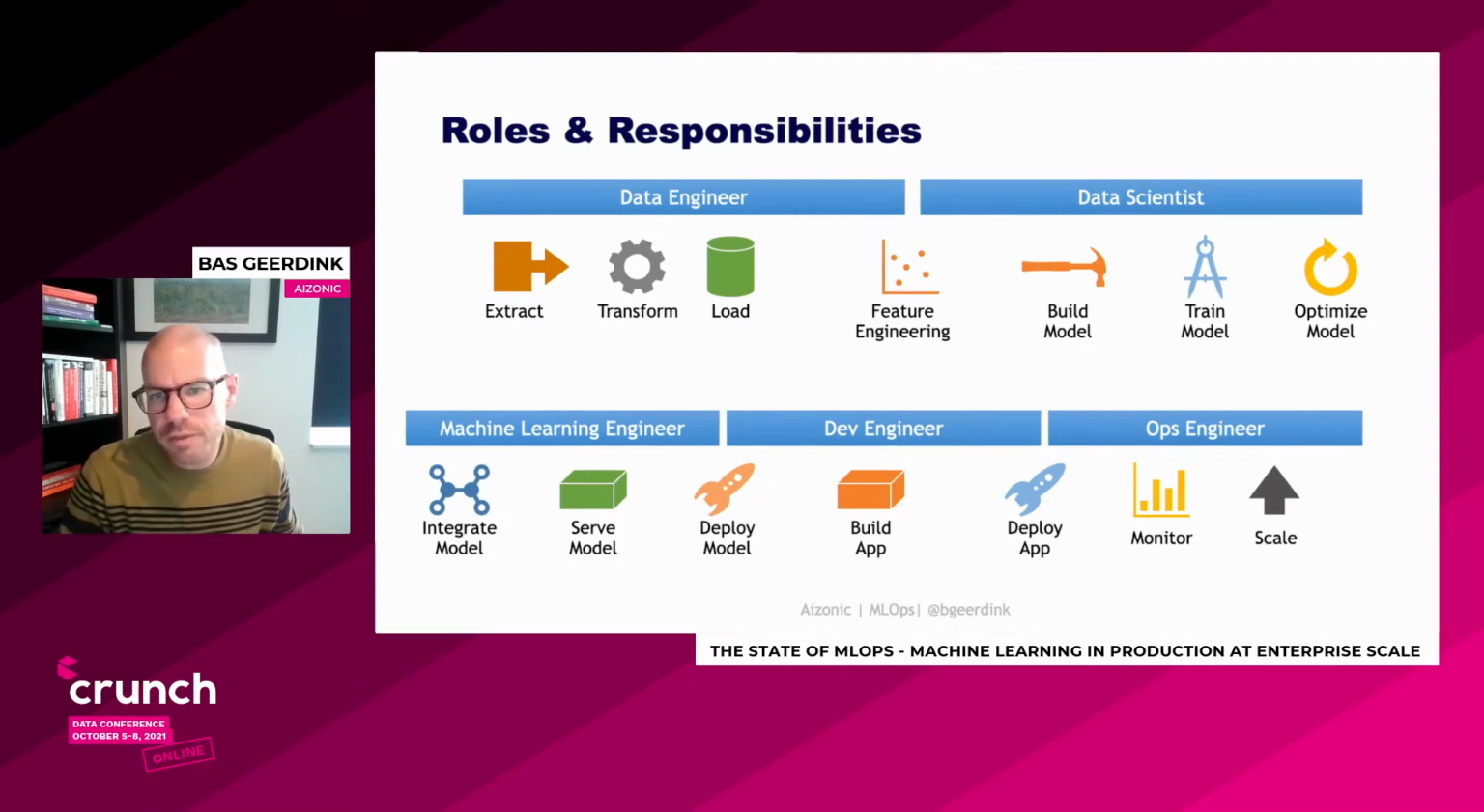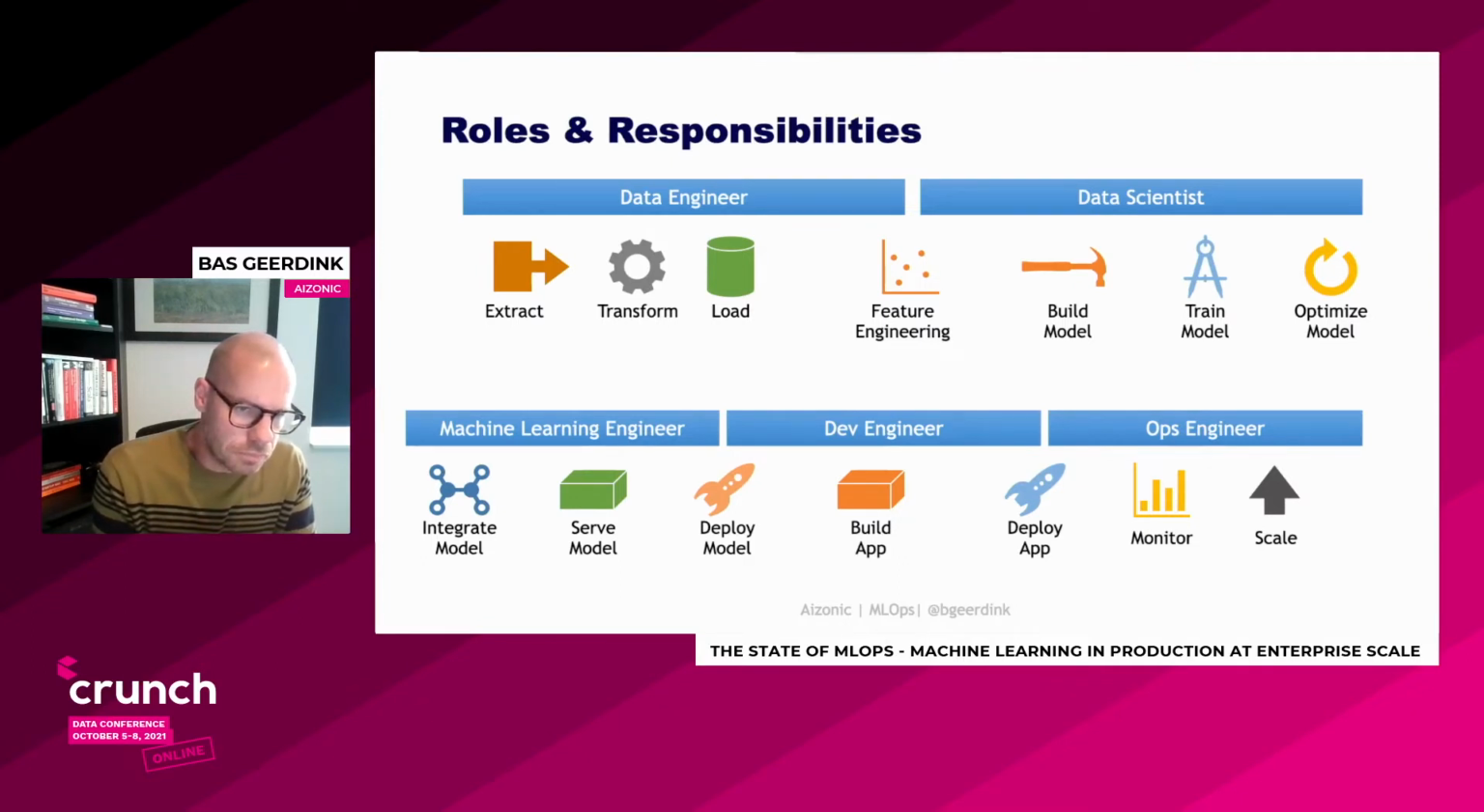So you would typically have a data scientist on your team that is responsible for that type of work. But if you combine that with other people in the team that do the more traditional work, like data engineering, software engineering, and operation work, like monitoring, scaling, infrastructure, etc., you would have the roles and responsibilities combined in one team.